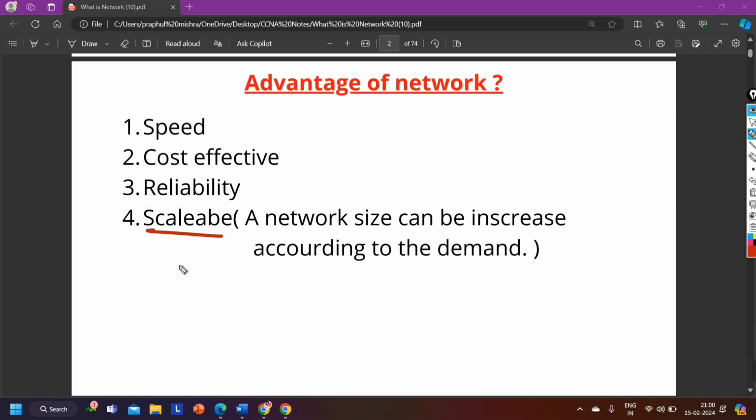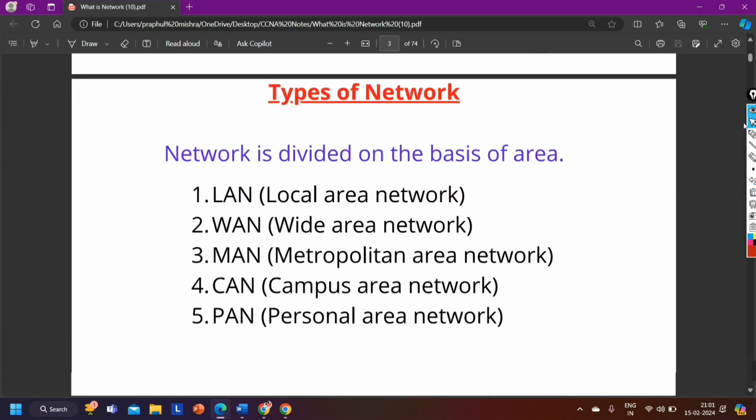Then scalable. According to our requirement, we can increase the size of the network. A network size can be increased according to the demand, or it can be decreased according to your requirement. Correct, guys? So these are the advantages of network.